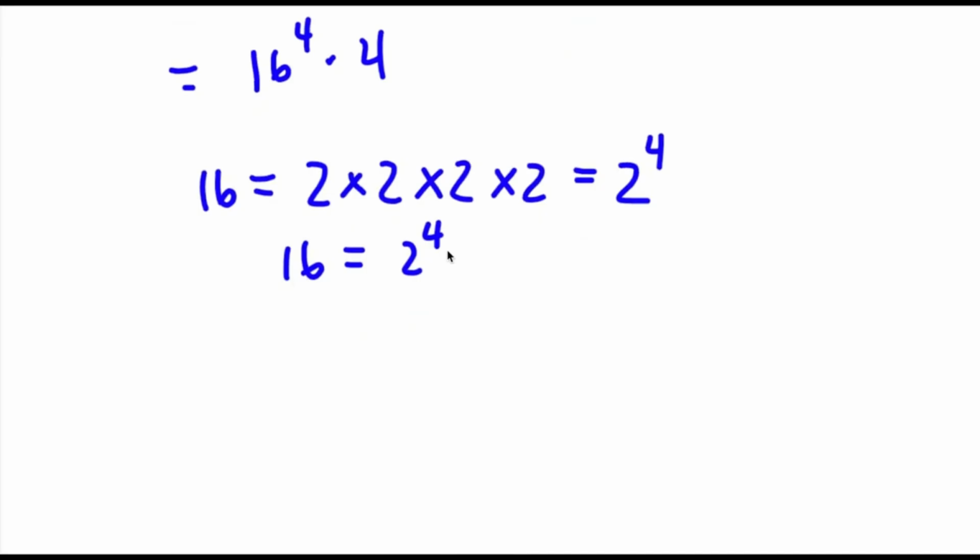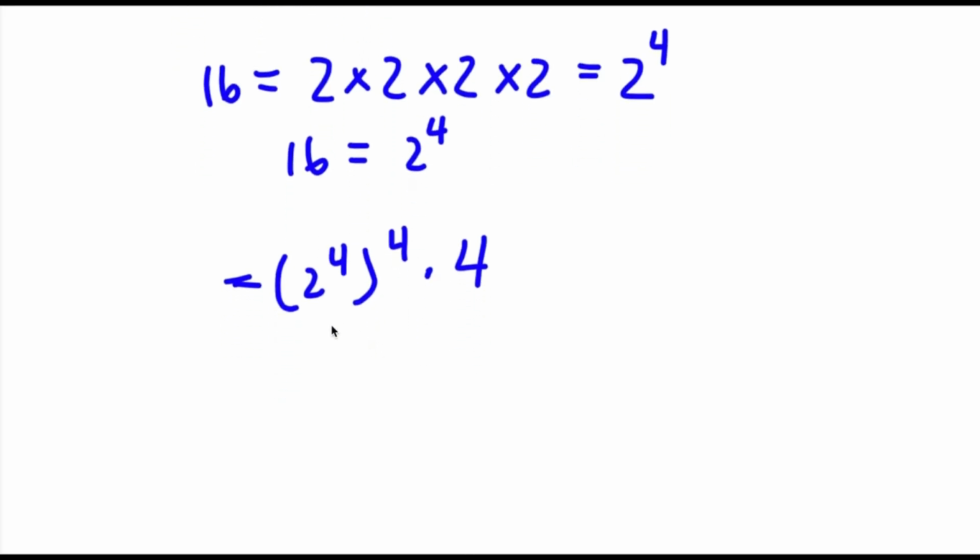So now, if I substitute in 2 to the power 4 for 16 in this problem, I get 2 to the power 4 to the power of 4 times 4. Now, if I have something in the form a to the power of m to the power of n, this is equal to a to the power of m times n.